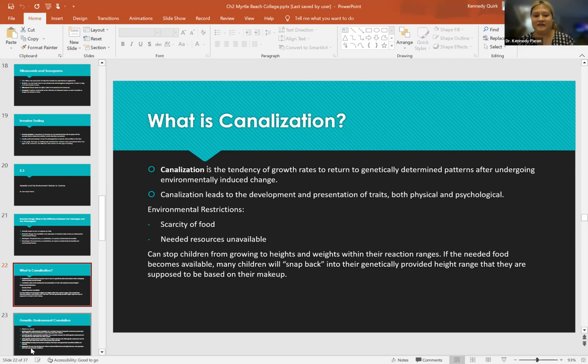This could be like scarcity of food, low birth weight, need of resources unavailable. Unfortunately, if there's a scarcity of food, a child that is genetically predisposed to be taller or bigger may not be. They might be underweight. This can stop children from growing and stunt their growth. If the needed food becomes available, many children end up snapping back once they get the needed resources into their genetically provided heights and weights.